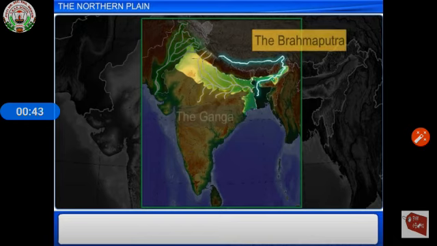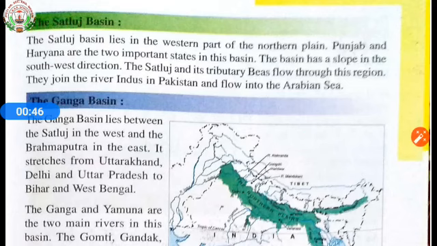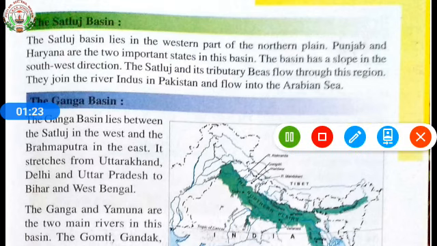Now let's start with the Satluj Basin. It lies in the western part of the Northern Plain. Punjab and Haryana are the two important states in this basin. The basin has a slope in the southwest direction. The Satluj and its tributary Beas flow through this region. They join the river Indus in Pakistan and flow into the Arabian Sea.